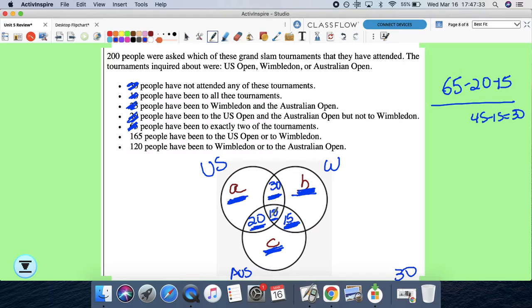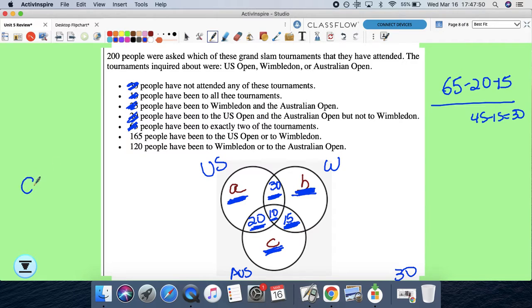This group likewise has been to either or. This group has also been to either or. These guys have also attended Wimbledon or the US Open, like these guys and these guys. So it's actually the sum of all these two circles except the C.